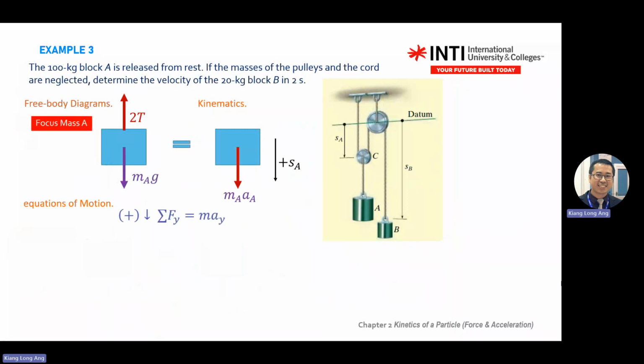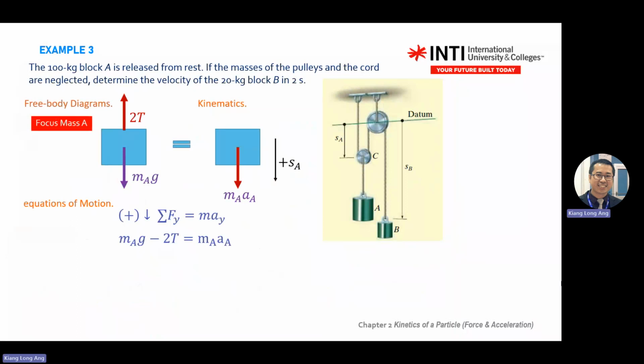Okay, you start to use F equal to MA. In this case, Y goes down. So you only have one direction, which is Y. So you just read the information from the free body diagram. In this case, they have two, but again, go down positive. So that's why here you have positive mg minus 2T.